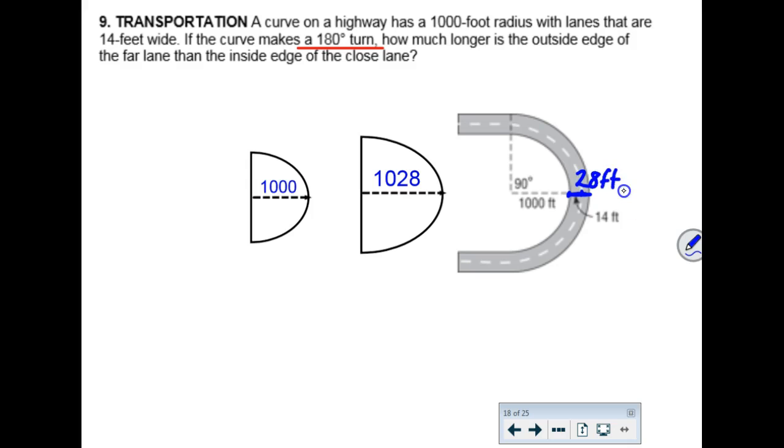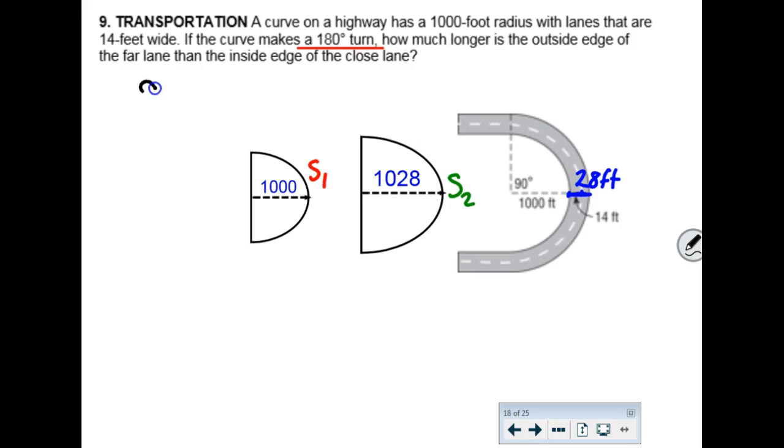When I first did this question, I was a little confused because I wasn't getting the right answer because I couldn't read, apparently. It said a lane is 14 feet wide, which makes a lot more sense because otherwise cars would hit each other. It'd be bad. So they want to know how much larger the outside edge of the far lane is than the inside edge. So they want the difference between these two arc lengths. So this guy, let's call it arc length 1. And then this guy, let's call it arc length 2.